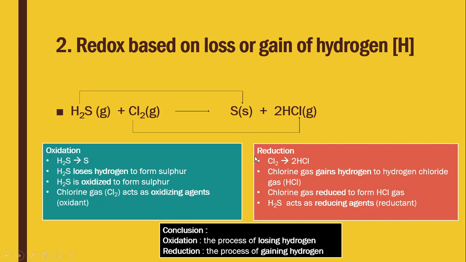Okay, this is the conclusion of the process. Oxidation is the process of losing hydrogen, whereas reduction is the process of gaining hydrogen. In the essay question it is the same; you have to describe it like this. Okay, done.